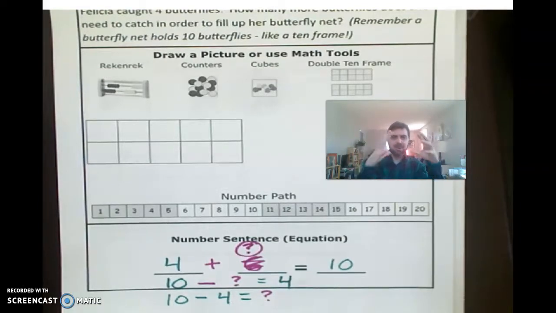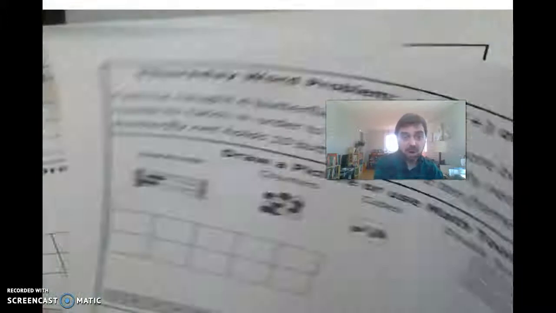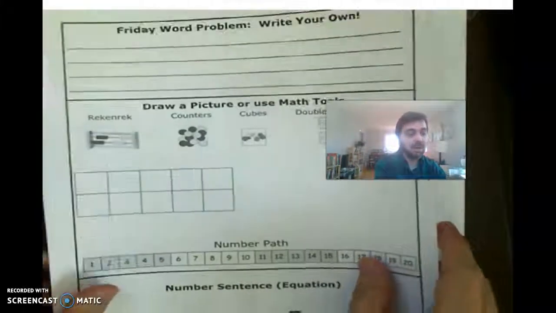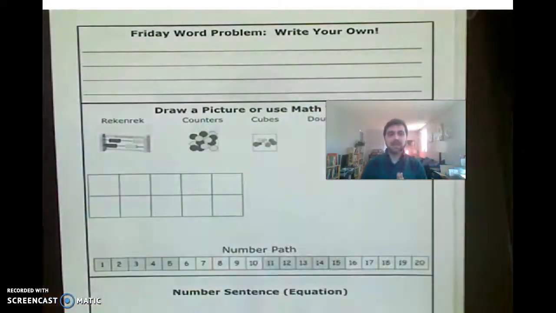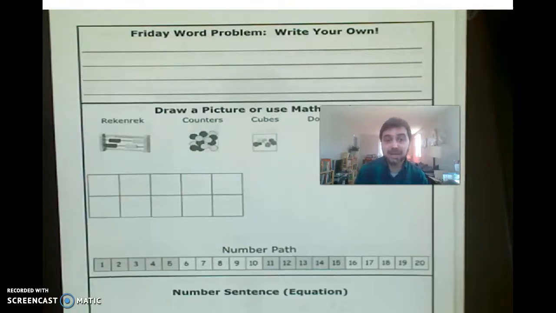Again, we're working with 10 partners. For tomorrow, there's no video at all. I just want you to write your own word problem. It could be addition, it could be subtraction, it could be a problem like I just showed you, like how many more to get to something, in which case it could be addition or subtraction. If you could make the word problem add up to 10, that's ideal, but if not, that's fine too. Just have fun, be creative.